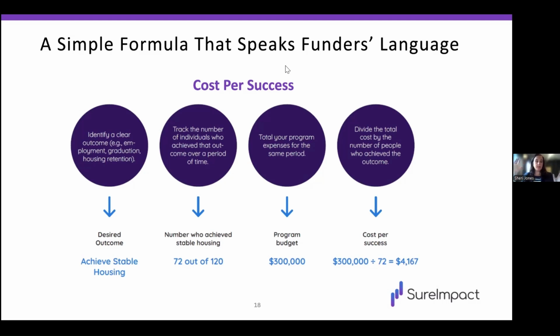That's pretty easy. SureImpact makes it really easy because for all of your outcomes, we're showing you the percentage of clients who achieve that successful outcome, and we're showing you how many total clients were served and how many achieve that successful outcome. So you've got that number. But let's say you logged into your SureImpact account, 72 out of 120 clients have achieved that successful outcome.